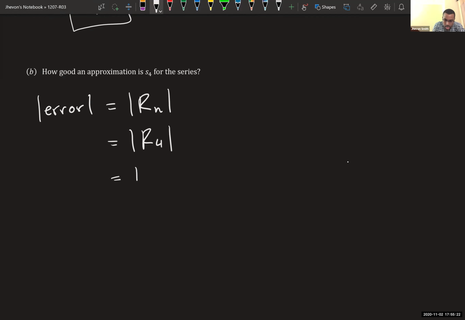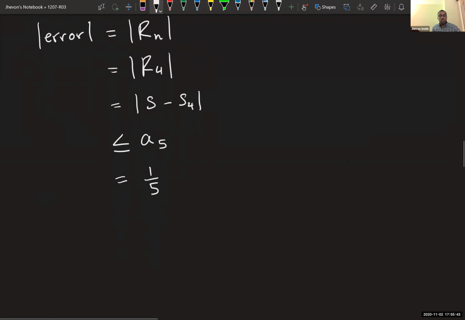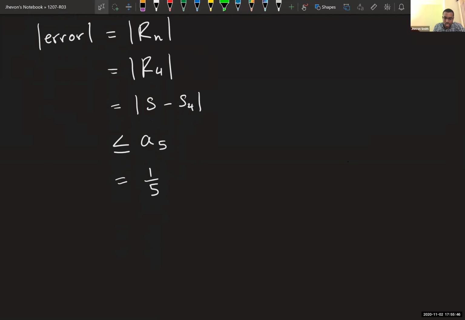So this here is the difference between the actual answer and the sum of the first 4 terms. We're told by the alternating series approximation theorem that this is less than or equal to the magnitude of the very next term, which is A5. And what is A5? Well, that's just 1 over 5, which is pretty much 0.2, i.e., the difference between the actual answer and the sum of the first 4 terms is less than or equal to 0.2 in magnitude.